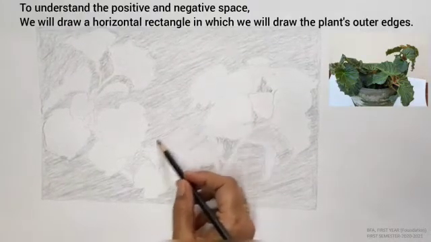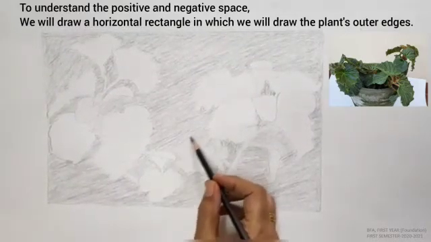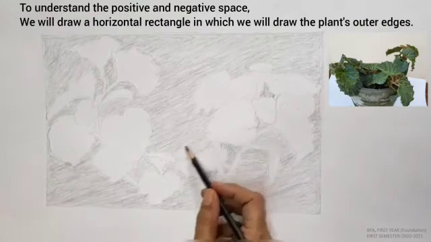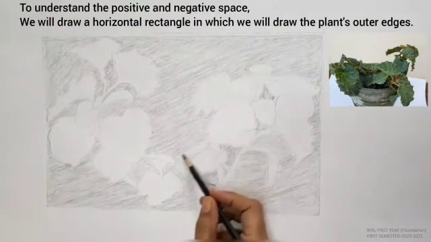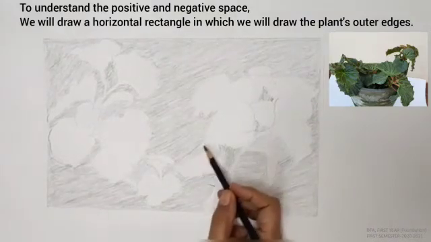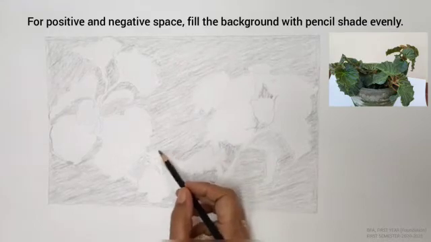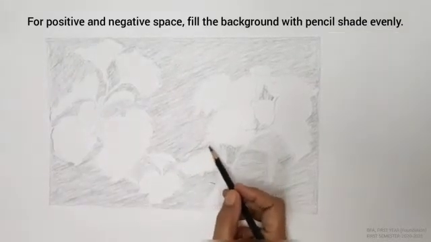To understand the positive and negative space, we will draw a horizontal rectangle in which we will draw the plant's outer edges. For positive and negative space, fill the background with pencil shade evenly.